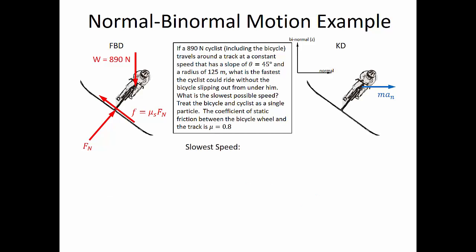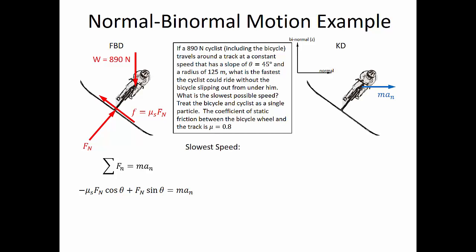Now let's look at the slowest condition. In this case, our friction reverses direction. So our equations will be very similar, only the signs on our friction will be different. For our normal direction, sum of the forces in the normal equals the mass times the acceleration in the normal. Our friction, again, is negative because it's pointing the opposite direction of our normal acceleration.